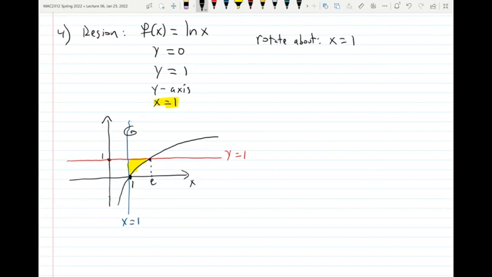So, go for it. Wait, so we're rotating about x equals 1 or y equals 1? x equal 1, which is this blue line right here. Right. So remember, place your rectangle, which will be like this, right? And then do the problem.